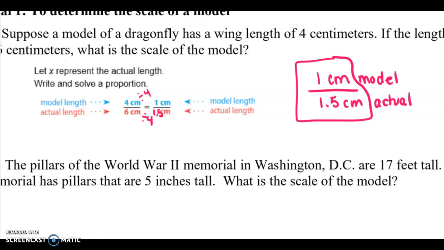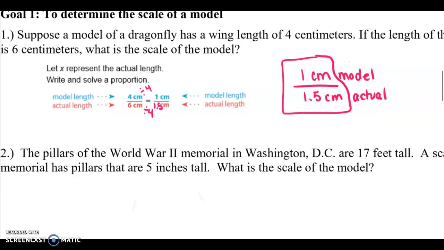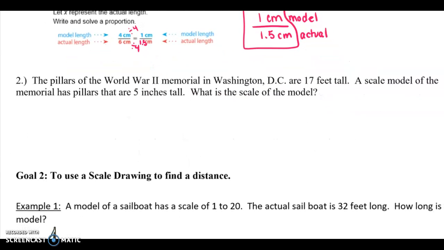You can also cross multiply and set up a proportion, which is what I'm going to do for the next one. So it says the pillars of the World War II Memorial in Washington, D.C. are 17 feet tall. So that's the actual. Okay, that's actually how big they are. They're 17 feet tall. The scale of the model is 5 inches tall. So this is the scale. So when you're setting this up, you want to do the model amount on top, and then the actual on the bottom.